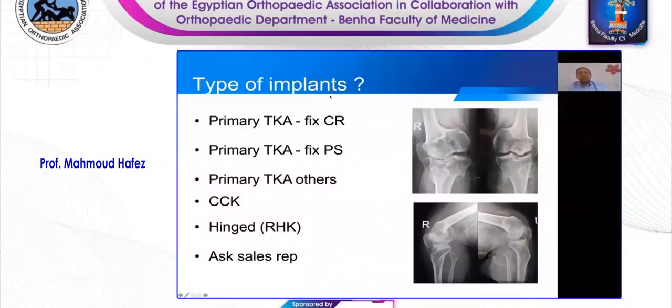What type of implants are you going to use? Are you going to start a primary TKA using cruciate retaining, or primary TKA using a PS, primary TKA with other CCK, hinged knee, or just to go funny and ask the sales rep?